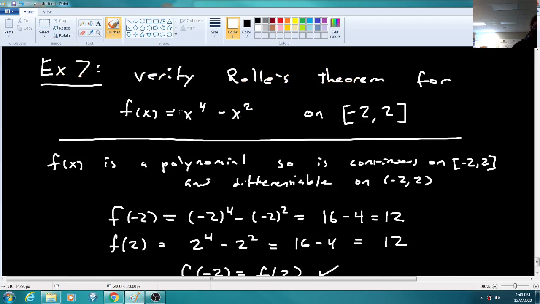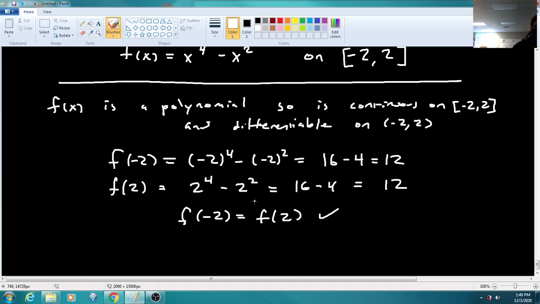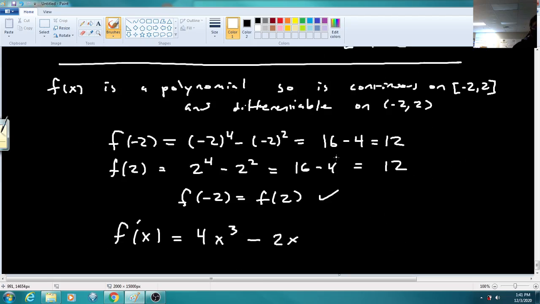So to verify this, we want to take the derivative of this and show that one of the zeros is between -2 and 2. And if we can do that, we'll have verified that what we want to prove is working. So here's our first derivative. Let's try to find the zeros of that. So let me factor out a 2x. So I get zeros at x equals 0, x equals 1, and x equals -1.